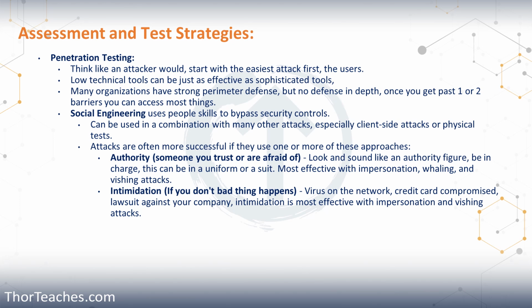If, as pen testers, we use one or more of these approaches when we do our social engineering, it can be much more effective. So first off, we have authority. And that is someone either in a position of power, someone you are afraid of, or someone you trust. If someone looks and feels and sounds like an authority figure, well then they probably are. And people don't like to get into trouble with authority figures. That could just be you wearing a suit looking like senior management or a lawyer, or wearing a uniform.